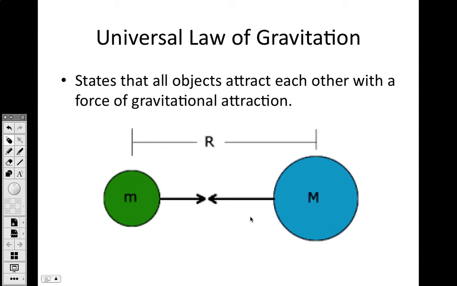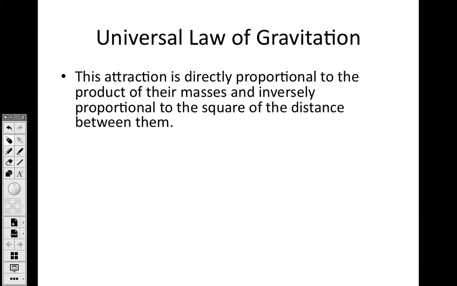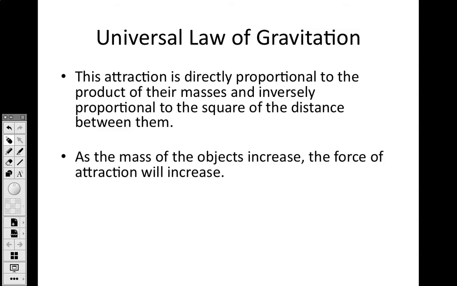What's really cool is that even you are exerting some type of gravitational attraction on all of the objects in the room. It's just so small that you don't feel it, and the objects obviously don't feel it either. This attraction is, as we're going to see, directly proportional to the product of the masses of the two objects and inversely proportional to the square of the distance between them.